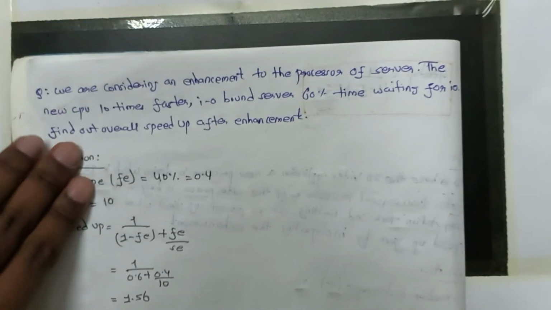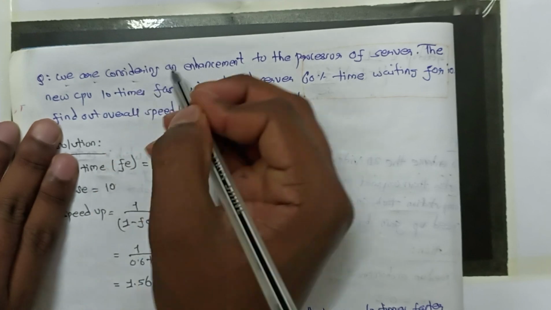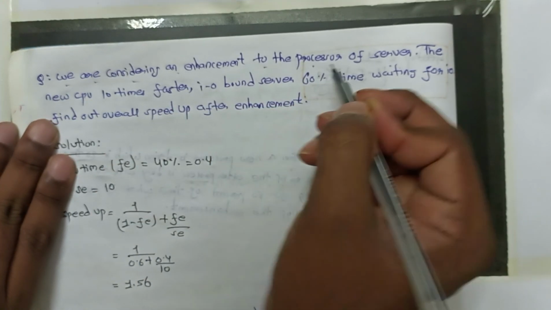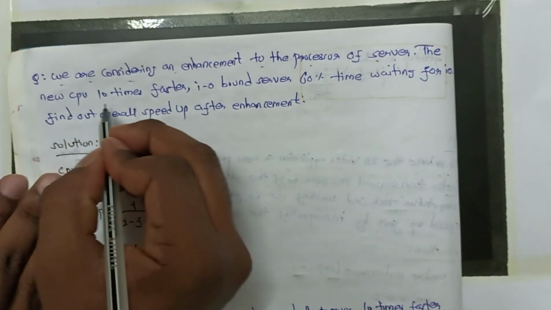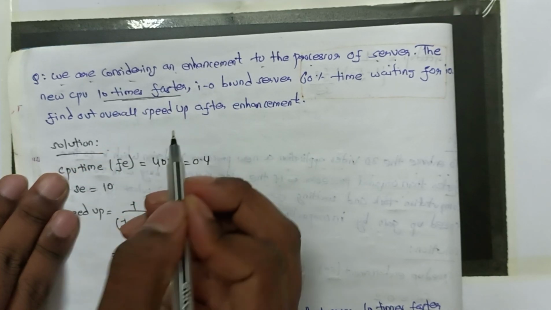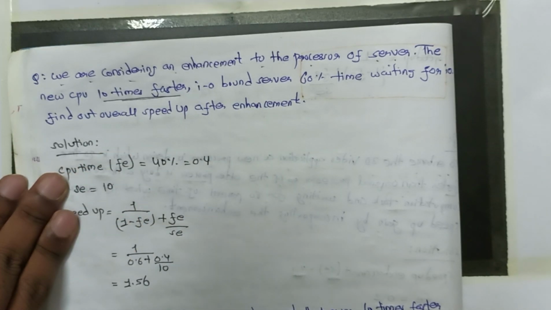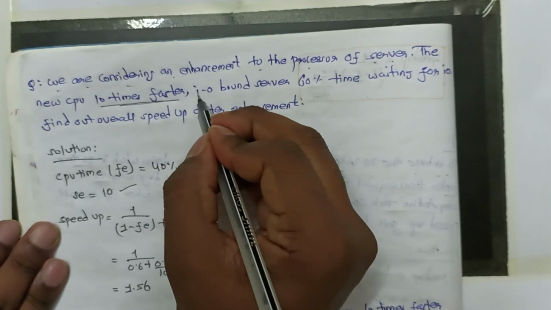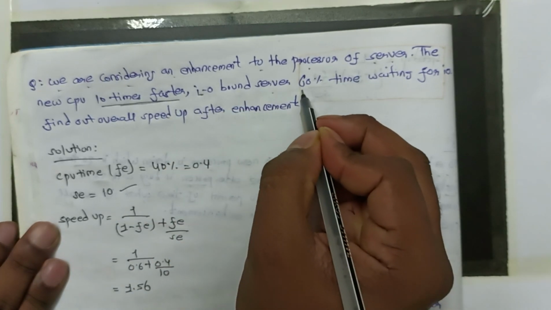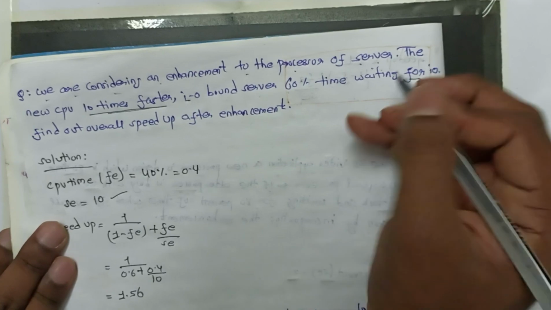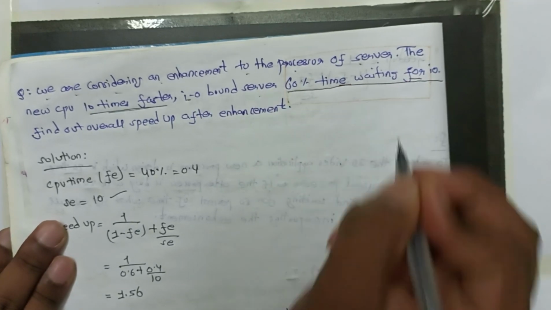The first question is, we are considering an enhancement to the processor of a server. The new CPU is 10 times faster. 10 times faster means the speed of enhancement is 10. It is an I/O bound, input output bound server, with 60% of the time waiting for the I/O.